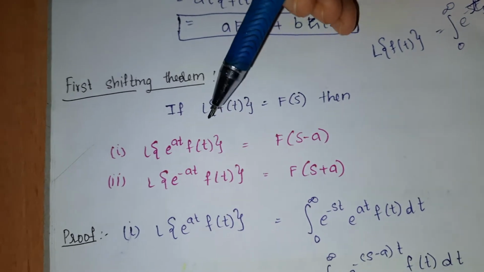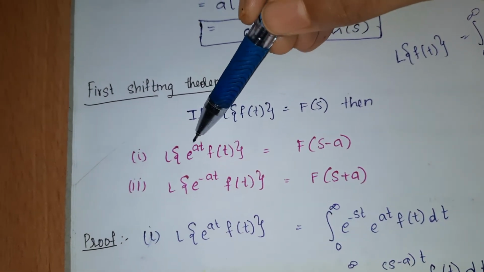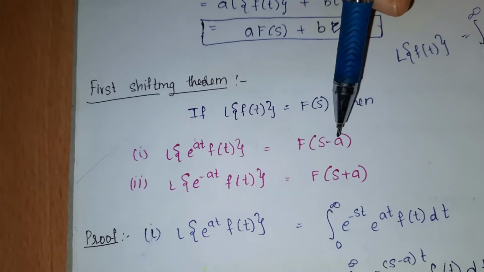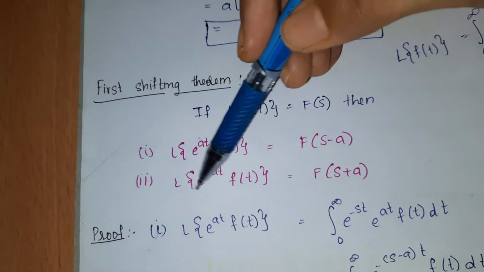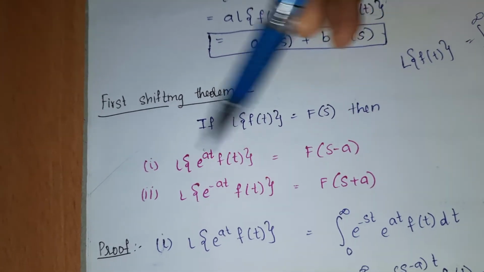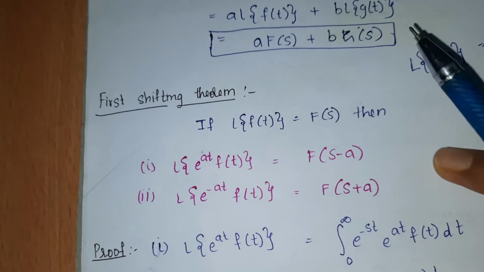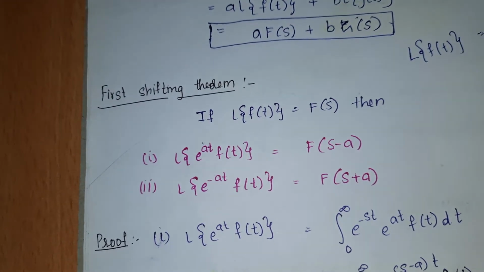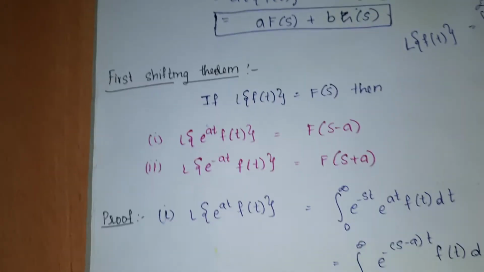There is a trick I'll tell you here. You have e power at, where a is positive, then you have to take s minus a, negative. Here a is negative, then you have to take s plus a. So you take the opposite sign. That's a trick to remember this formula. You have to remember this formula at all costs because we are going to use it in many problems.